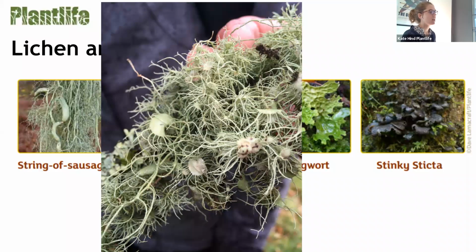The next one is closely related. It's part of the Usnea family as well, and it's called witch's whiskers, or Usnea florida. The feature that you have here is these big circular discs that have what look like hairs coming off it, which is why it's called witch's whiskers, like a wart with the hairs growing off it. Children absolutely love this when they find it as well.